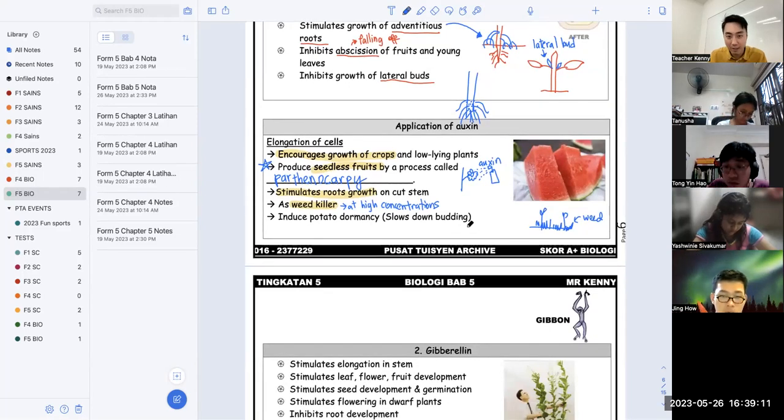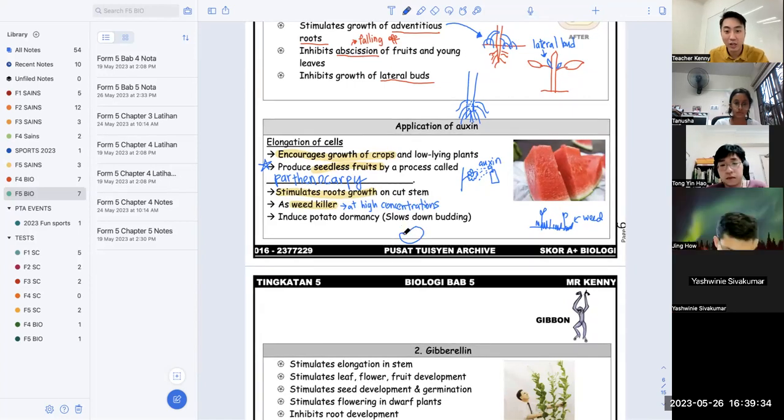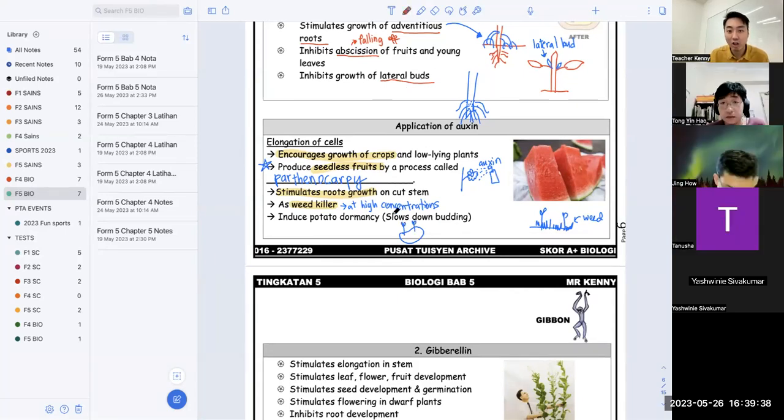Okay, next up, induce potato dormancy. Basically, you know what's dormancy? Okay, basically I put in bracket, slows down the budding. What's the budding of a potato? You remember last week class where I told you I have a cabinet where I keep my potato, and then the potato start to grow, shoot out in the cabinet, right? Now, this is called budding. So I prevent this potato from creating growth shooting out.